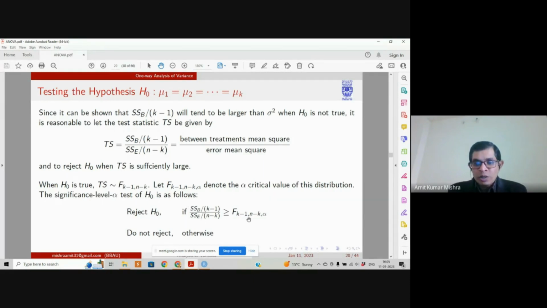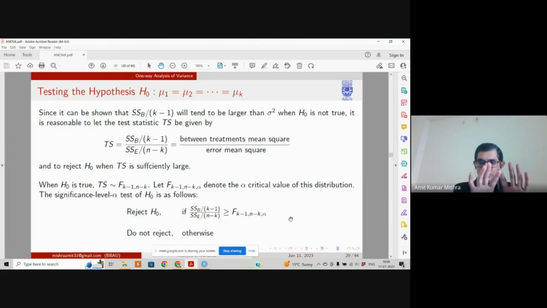This follows the F distribution, and this is the critical value of the F distribution with degrees of freedom k minus 1 and n minus k. Now from here you can easily see that ANOVA is only one-tailed. You are rejecting your null hypothesis if your test statistic is bigger than some critical value. That means you are on the right hand side, the right tail. So remember that analysis of variance is a right tail test, because you have to mention this in R, and do not reject it otherwise.